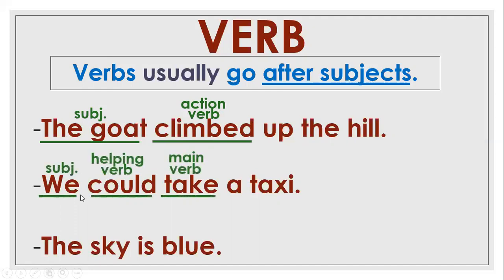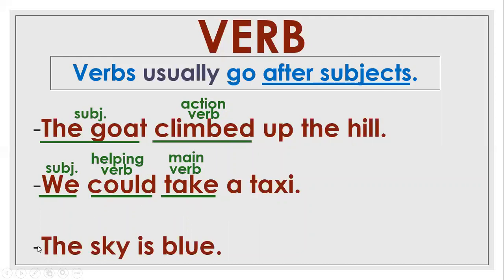Number 2. We could take a taxi. We is a pronoun that is placed at the beginning of the sentence, so it is the subject. And here we have a verb phrase that immediately comes after the subject, which is could take. This verb phrase contains a helping verb, which is could, and a main verb that is take. So could take is the verb phrase. We could take a taxi.